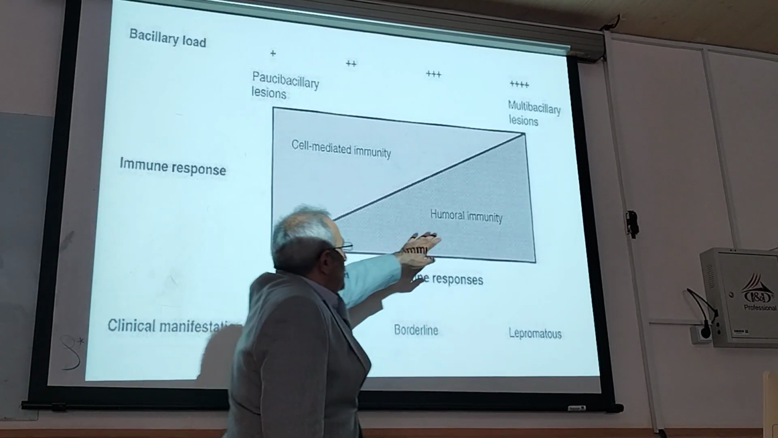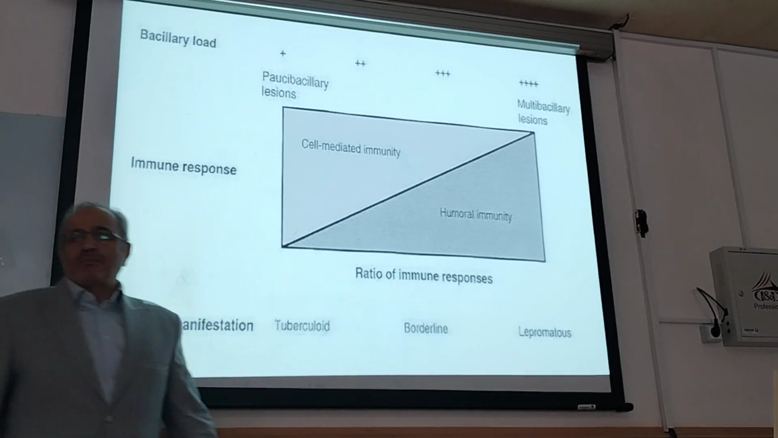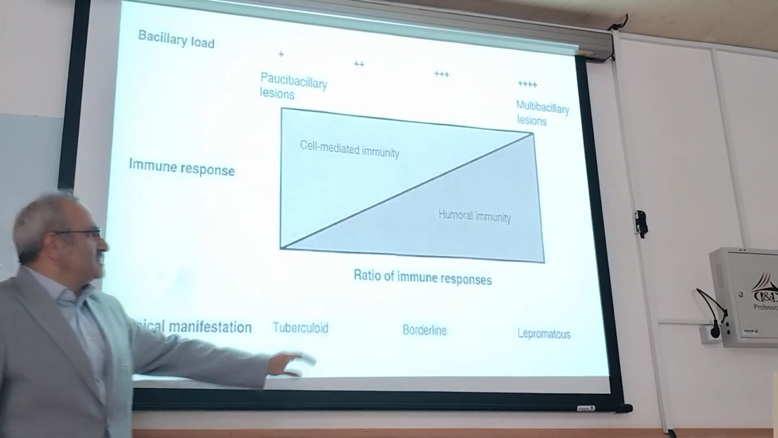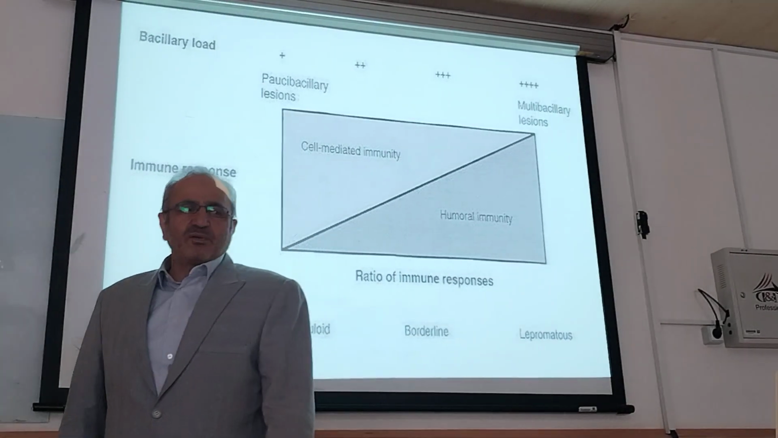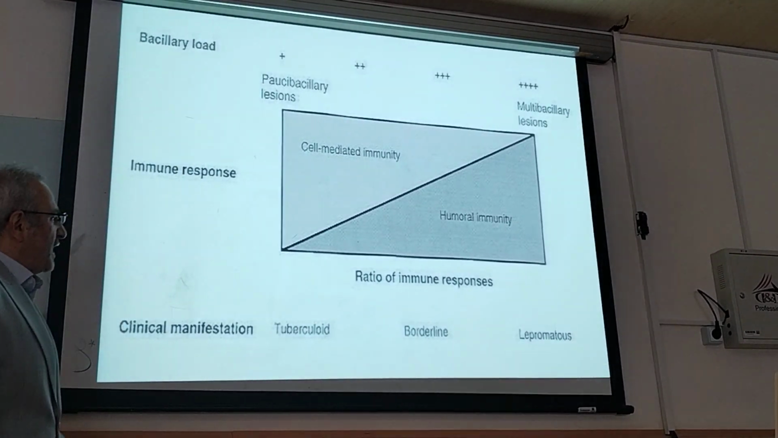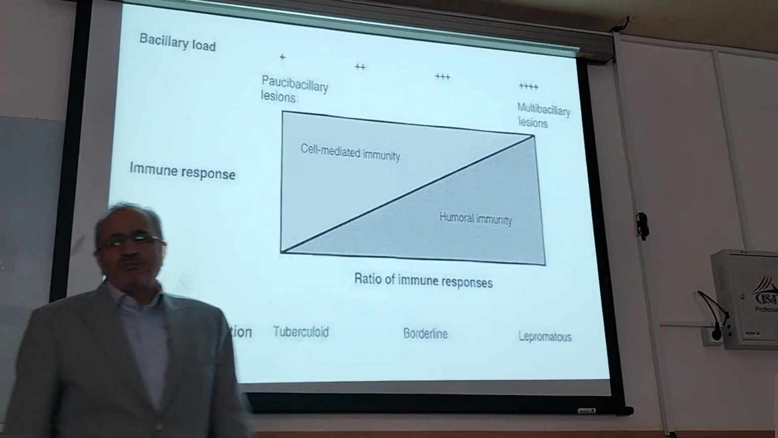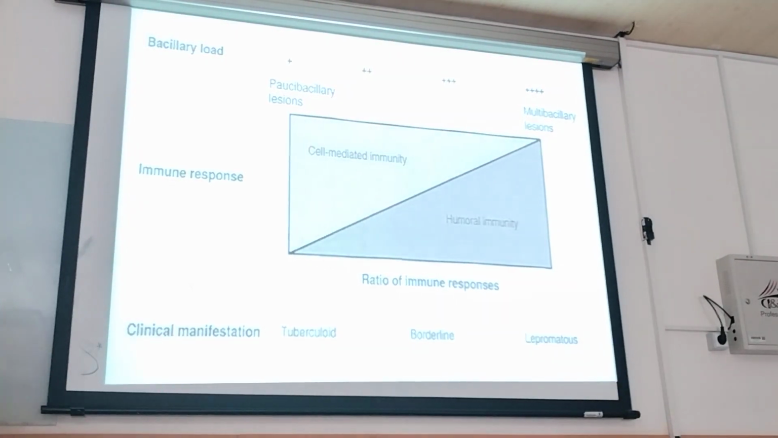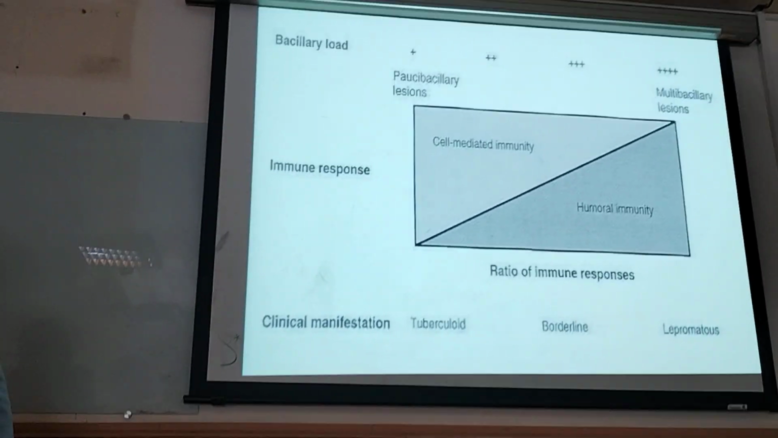Here, humoral immunity is active, so antibodies have gone up in this group. And these antibodies are not protective. In the middle, we have borderline. How can we recognize the borderline? By lepromine test.